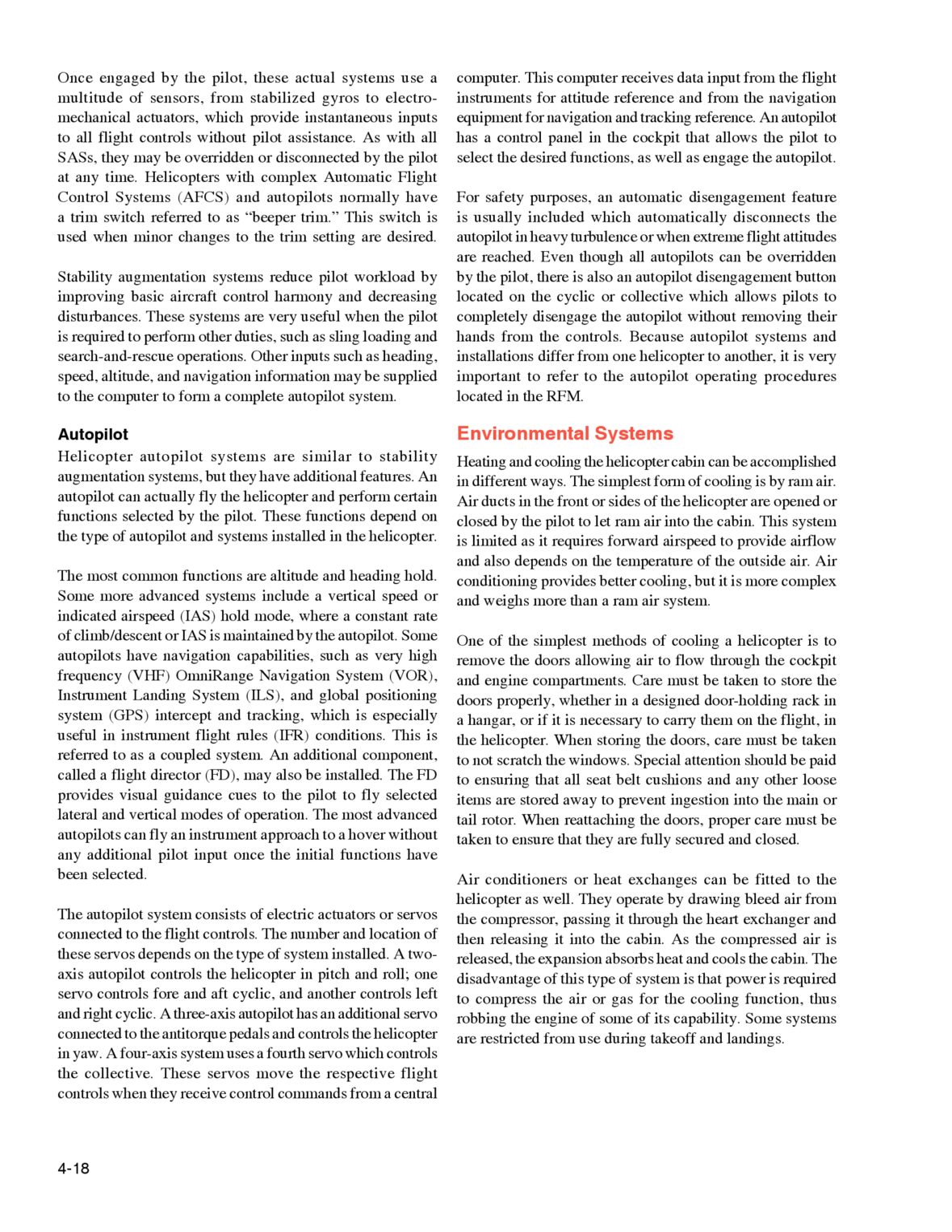Air conditioners or heat exchangers can be fitted to the helicopter as well. They operate by drawing bleed air from the compressor, passing it through the heat exchanger and then releasing it into the cabin. As the compressed air is released, the expansion absorbs heat and cools the cabin. The disadvantage of this type of system is that power is required to compress the air or gas for the cooling function, thus robbing the engine of some of its capability. Some systems are restricted from use during takeoff and landings.